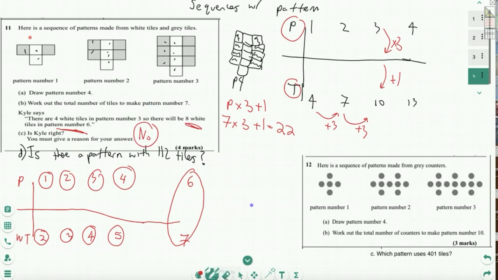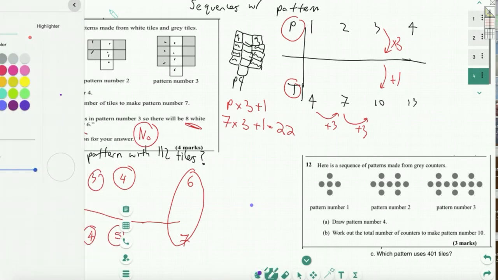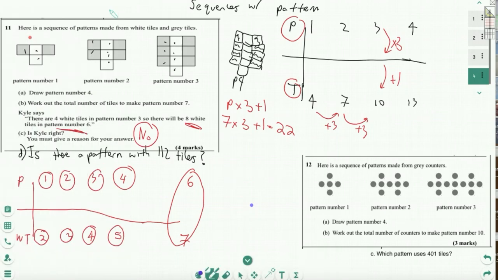Final problem. Is there a pattern with 112 tiles? This is very similar to our last problem. We're not trying to find the number of tiles in the 112th pattern. We're checking if there is a pattern with 112 tiles. So we're gonna get our equation, p times 3 plus 1, and we're gonna set it equal to 112.